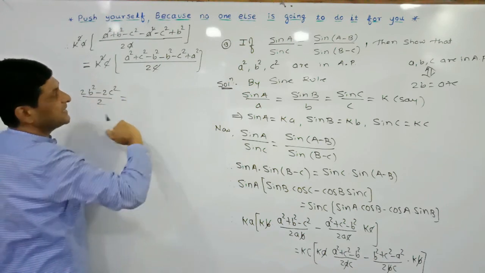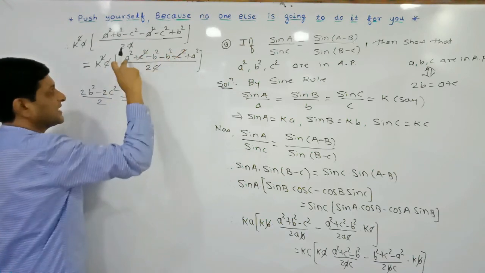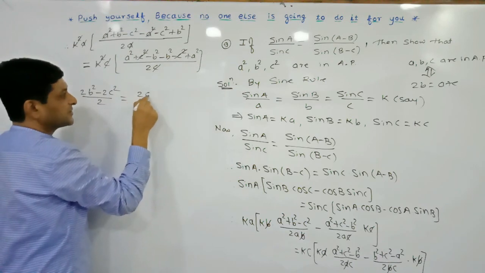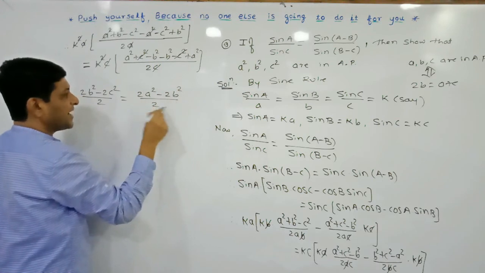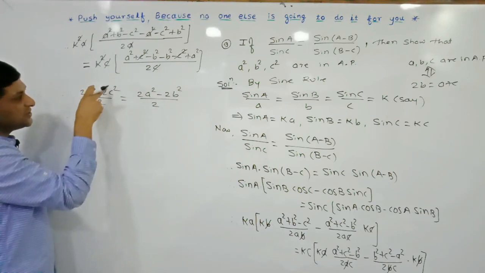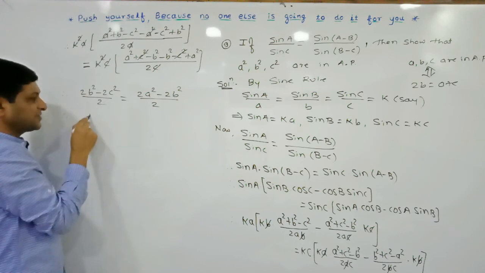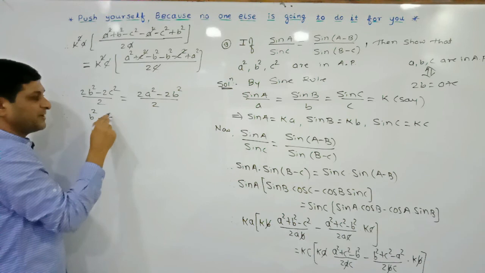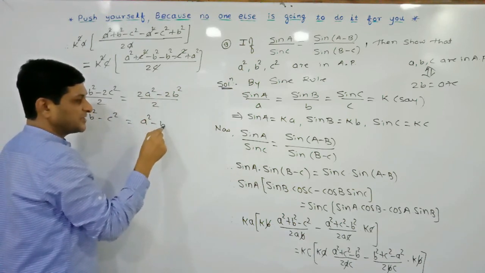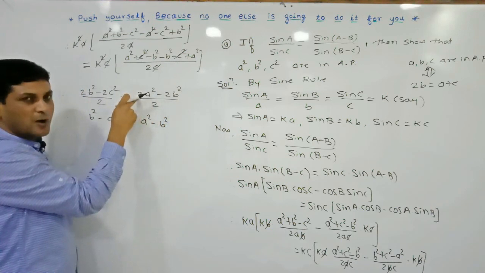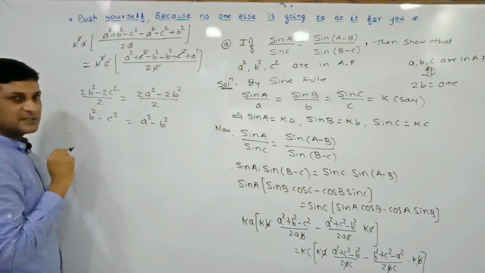On this right hand side, check that plus c square and minus c square will get cancelled. A square plus a square will be equal to 2a square, and minus b square and minus b square will become minus 2b square upon 2. Now 2 from numerator and denominator will get cancelled. After cancelling 2 from numerator and denominator, here the remaining term is b square minus c square, and here the remaining term is a square minus b square. Simply we are able to take 2 common from both the terms, and this 2 will get cancelled with 2 from denominator.